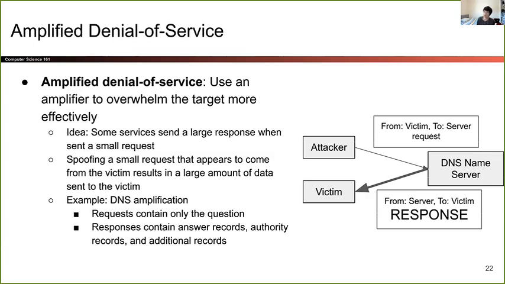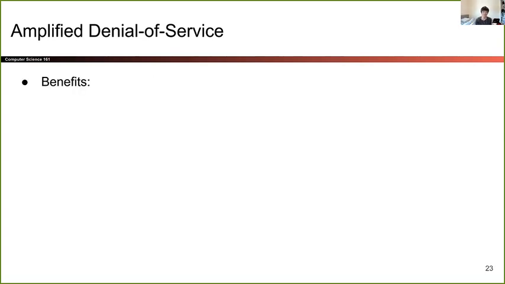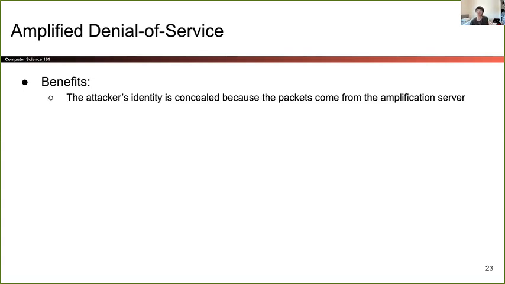If we say, hello, my name is Perrin, and I would like the address of google.com with all of the DNSSEC information, please, then Perrin's going to get a really large DNS response. Some benefits to this, well, benefits if you're the attacker, are that the attacker's identity is now concealed because the packets aren't coming from the attacker. They look like they're coming from the amplification server, the DNS server, or whatever server you're using.